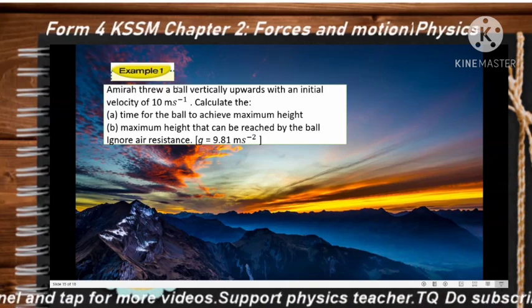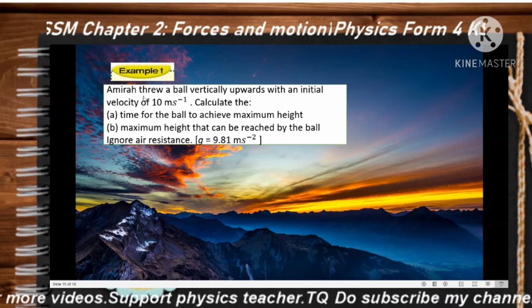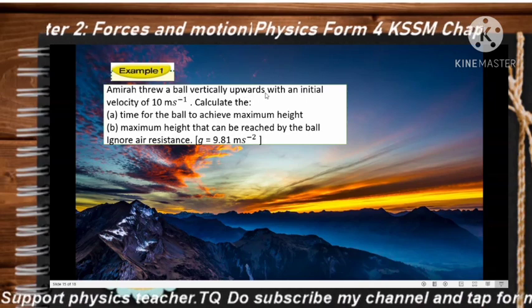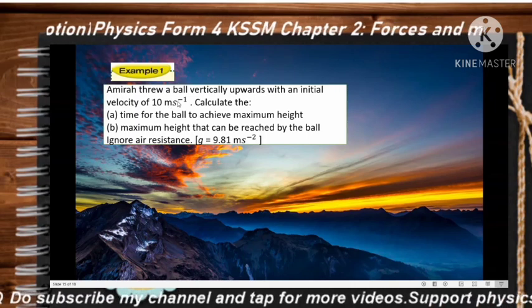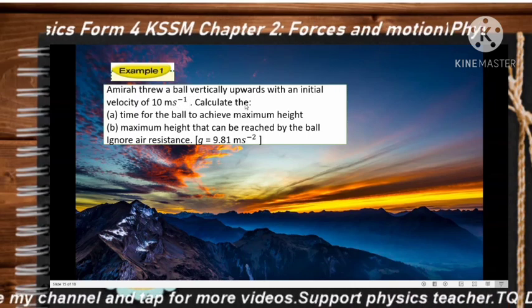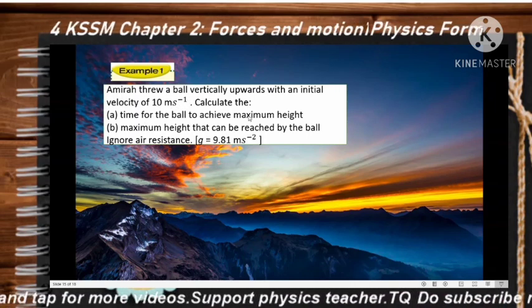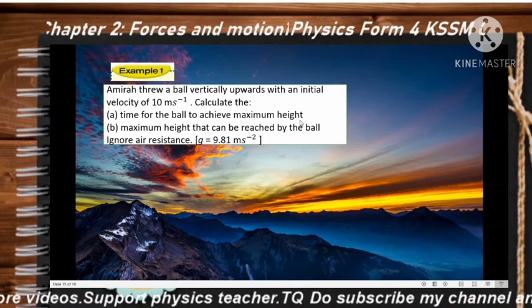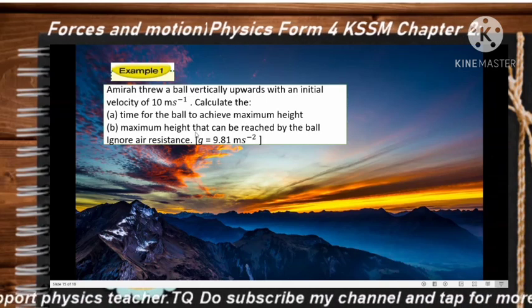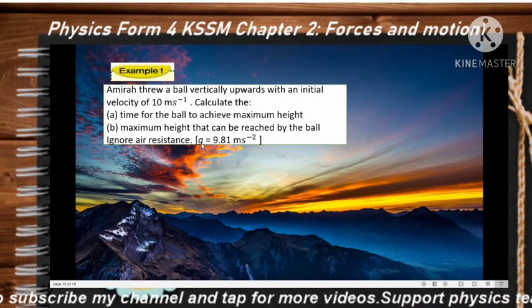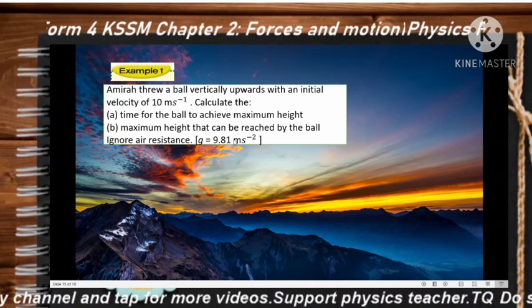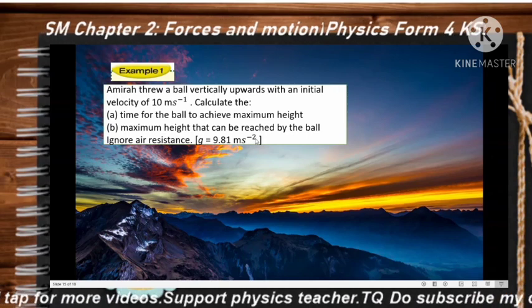So let's look at the first example. Amira threw a ball vertically upwards with an initial velocity of 10 m s^-1. A, calculate the time for the ball to achieve maximum height. B, the maximum height that can be reached by the ball. Ignore air resistance. g equals 9.81 m s^-2.